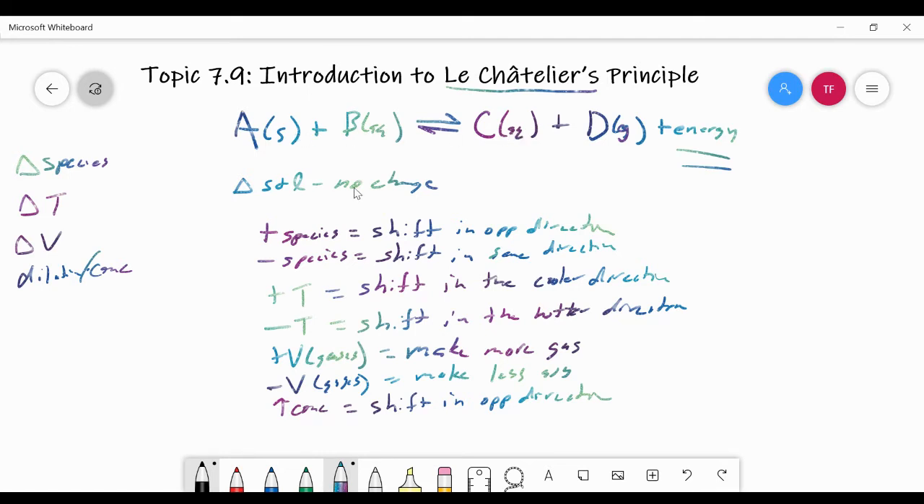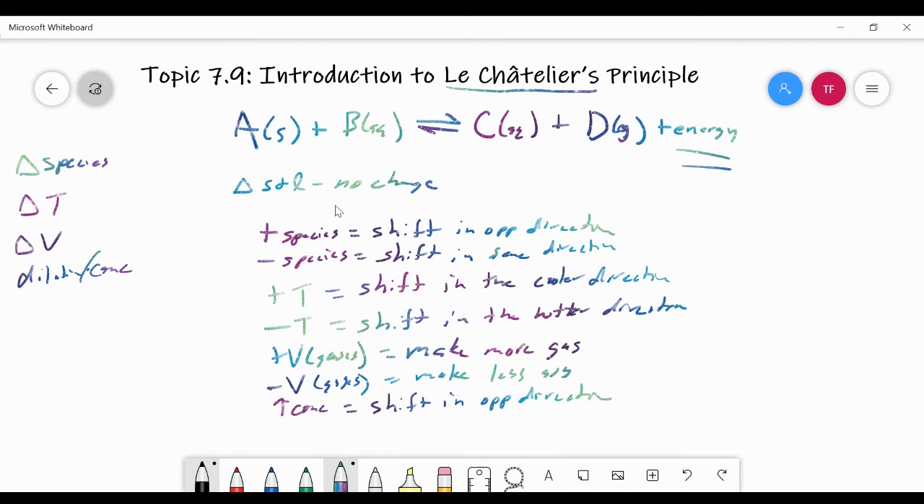If we dilute the solution, if there's less, then the reaction is going to try to replace what you diluted. So if we used a more dilute solution of B, it's going to try to replace the B by reacting C and D. Okay, so that is a quick introduction to Le Chatelier's principle.